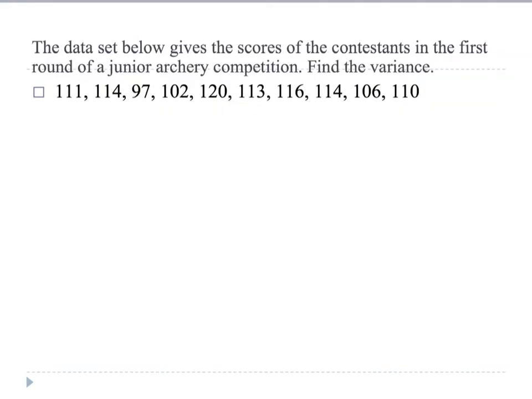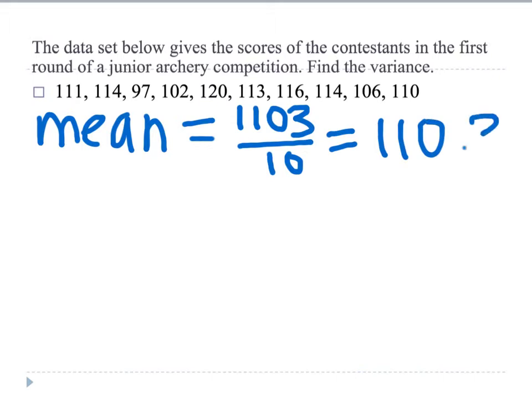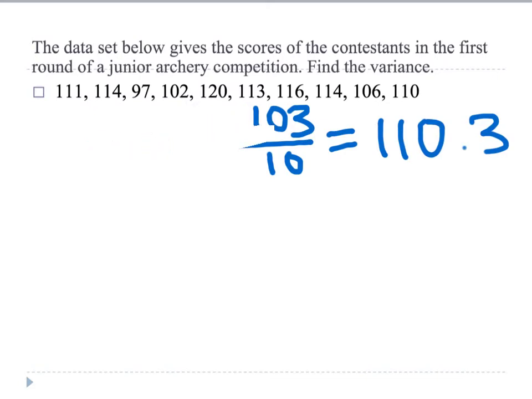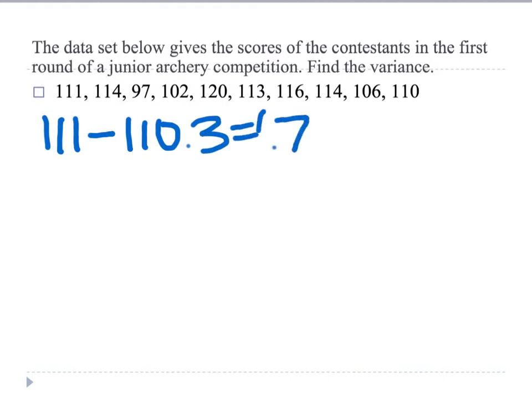Now this set of data, the numbers are a little bit larger, so we want to make sure we take our time. The first thing we have to do is find the mean. Using our calculators, we find that the mean is 1103 divided by the number of numbers, which is 10, so our mean is 110.3. So now remember, we take that 110.3, each one of the numbers, and subtract it and then square it. So we take 111, subtract 110.3, we get 0.7, and we square that to get 0.49. And we do that with all 10 numbers.